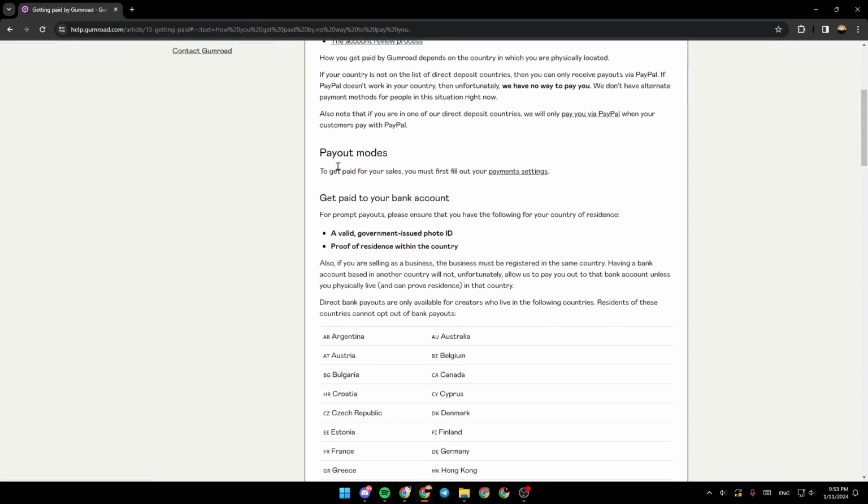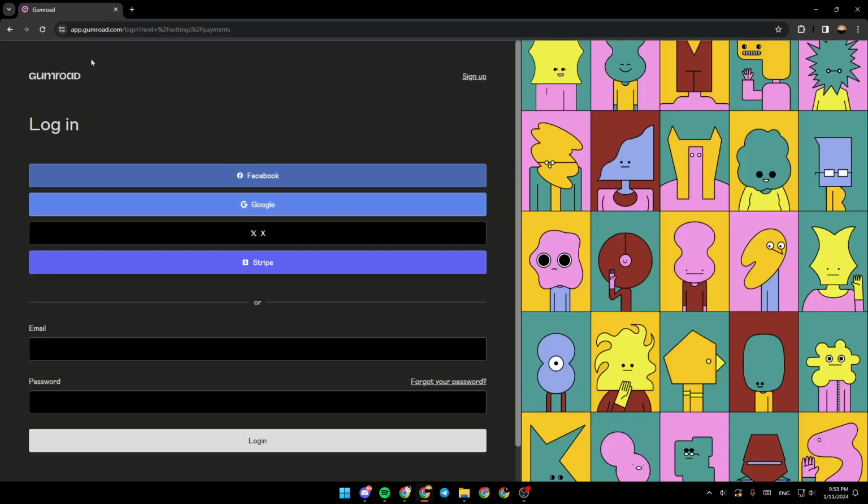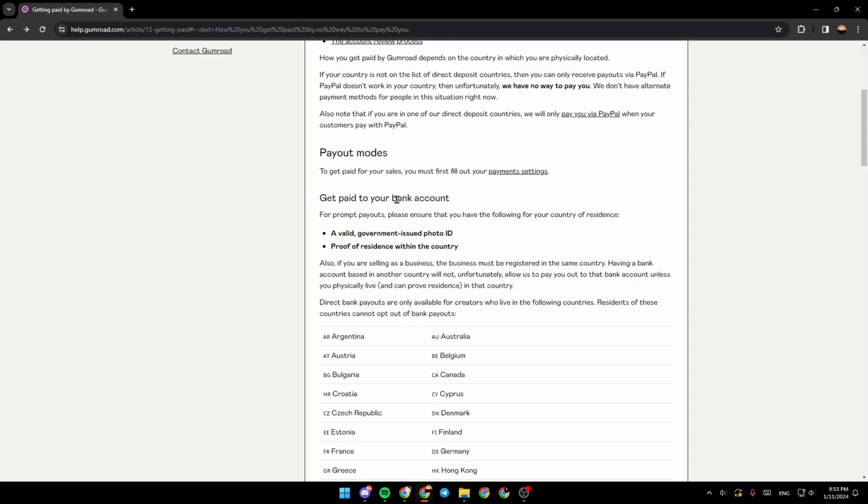Firstly, we're going to see payout modes. You get paid for your sales. You must first fill out your payment settings. So as you can see, guys, here you need to log in and then fill out your payment settings. Get paid to your bank account.